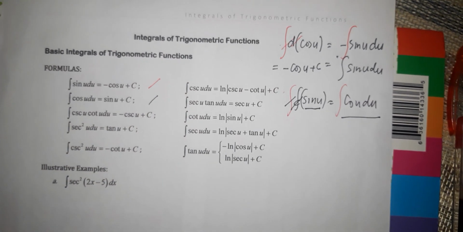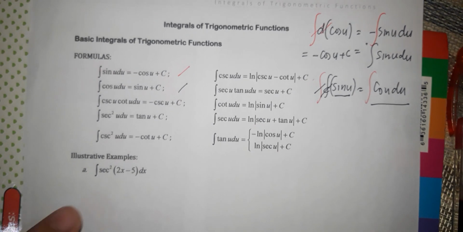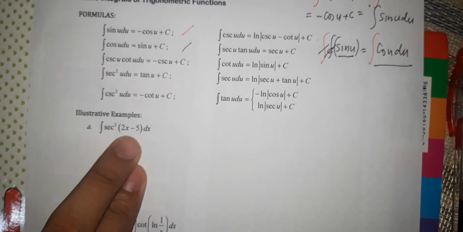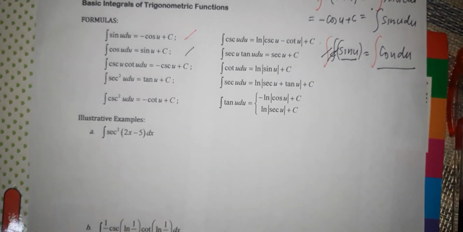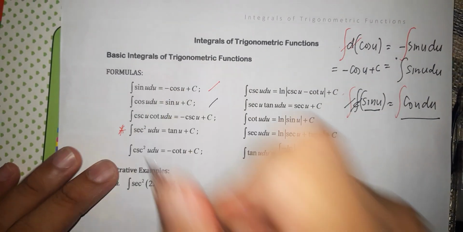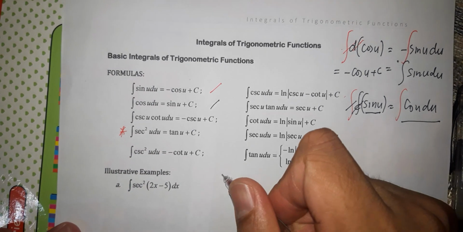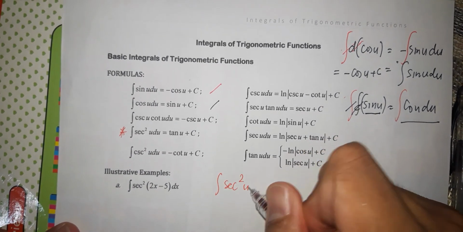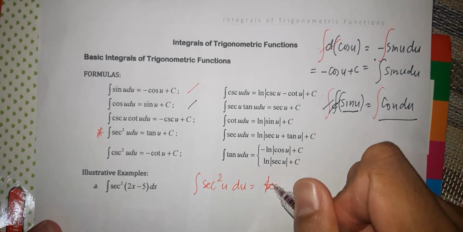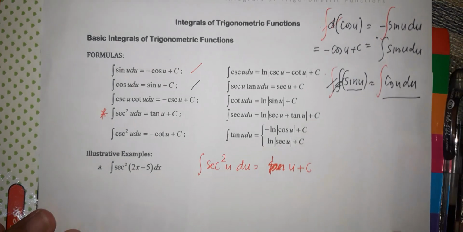Since na-derive na natin yung mga formula, i-apply natin siya sa mga examples. For example, letter A, we have here secant squared of 2x minus 5. Hanapin mo lang dun sa mga formula ang katulad niya. Ito yung katulad: secant square u du. We have to satisfy the formula. Ang formula, integral of secant square u du must be equal to tangent of u plus c. Dapat masatisfy natin yon.